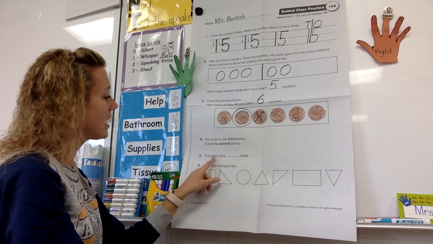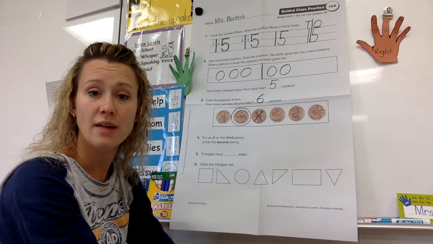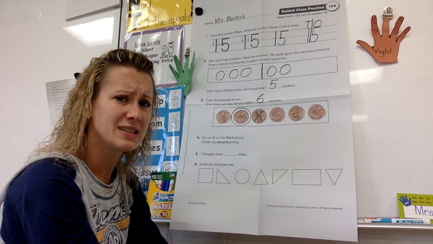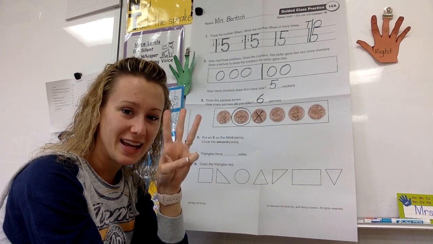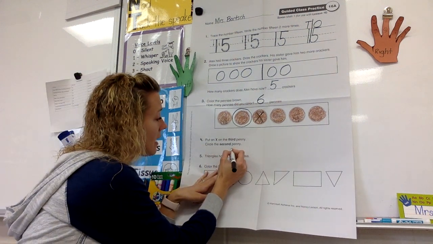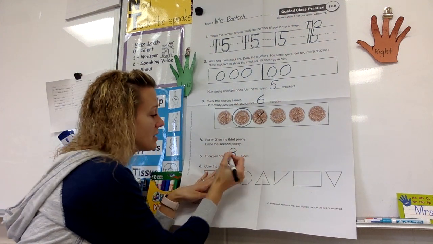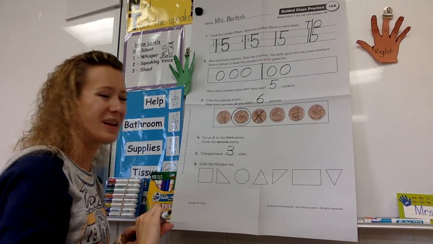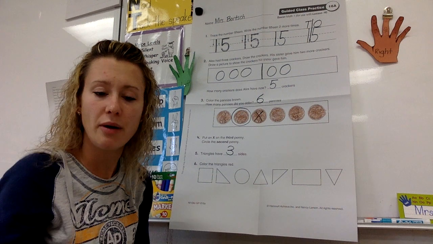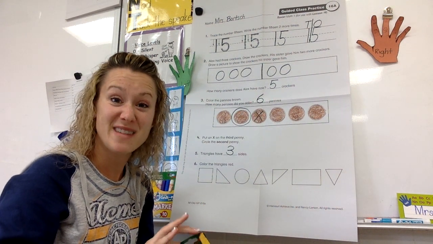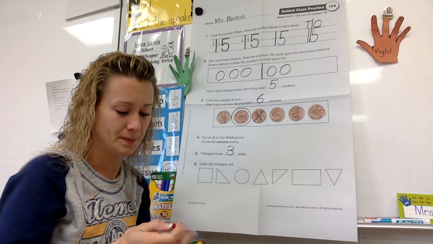Number 5. Says triangles have blank sides. How many sides does a triangle have? Do you remember? Triangles have how many sides? 3. 3 sides. We need to write the number 3 on this little line. So grab your pencil, halfway around, and around again. Your 3 should sit on that line. Then it says we need to take out our reds. So take out your red. Found it.